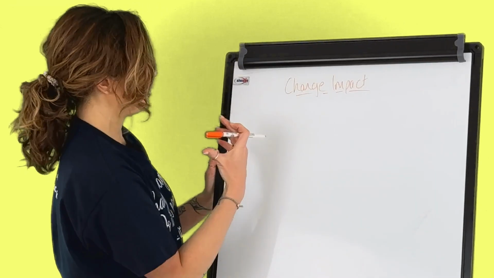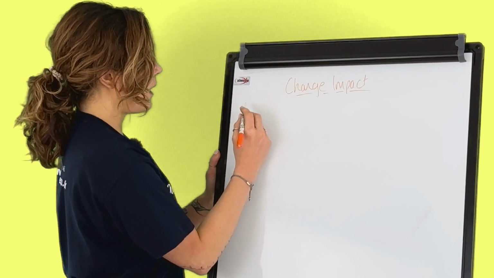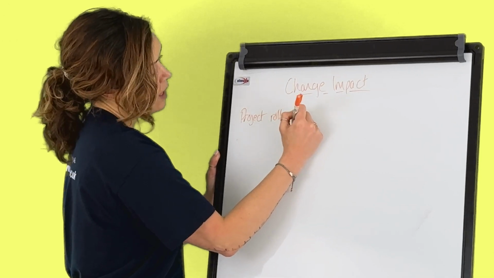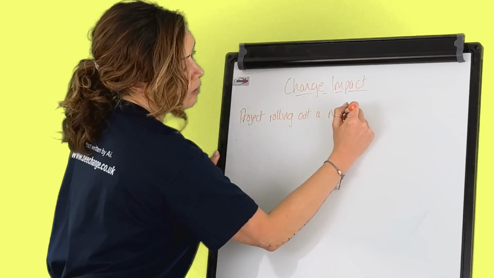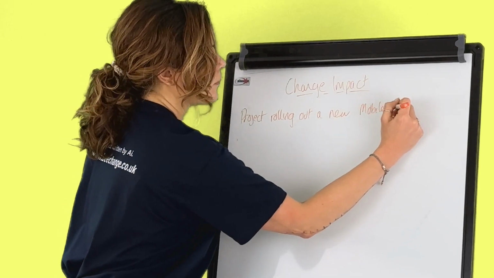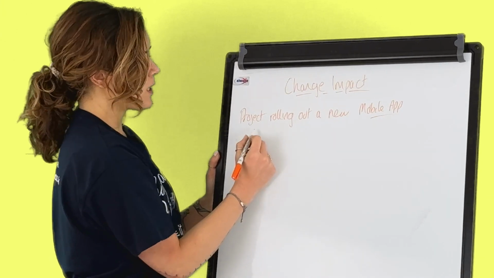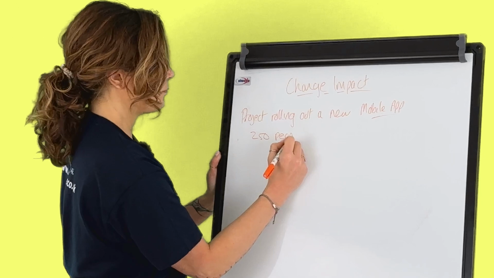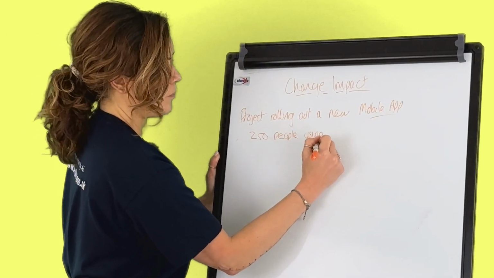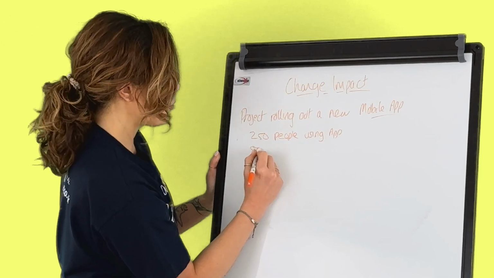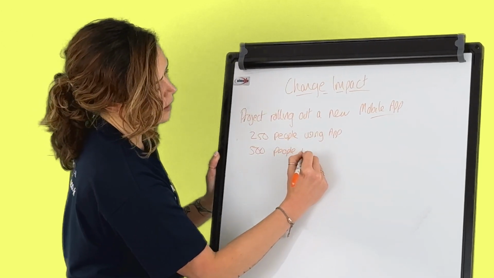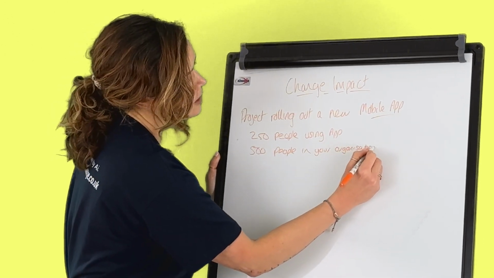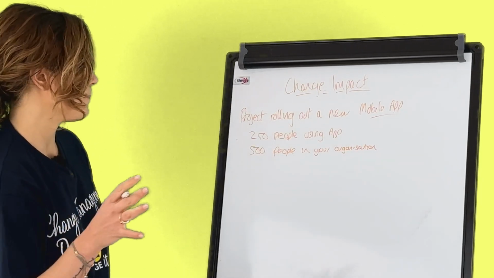An example for you: imagine that you have a project rolling out a new mobile app. This project is going to go to 250 people who are going to be using the app, and you have 500 people in your organization. So essentially this app is going to be used by 50% of your organization.